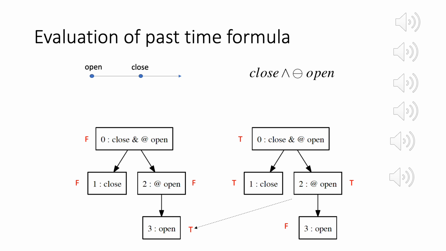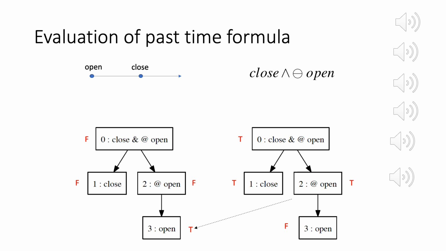We now observe the first event, which is an open. The subformulas evaluate as shown. The close formula evaluates to false, this is node 1, and the open formula to true, this is node 3. But the previous open evaluates to false, this is node 2. As a result, the whole formula evaluates to false.